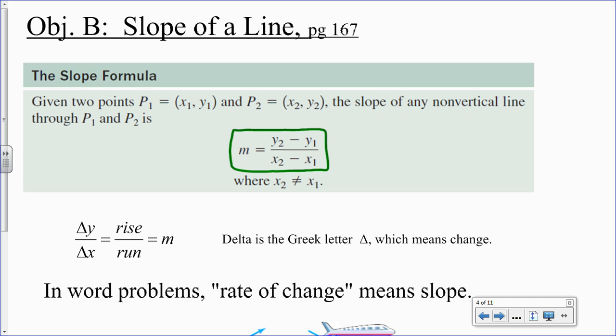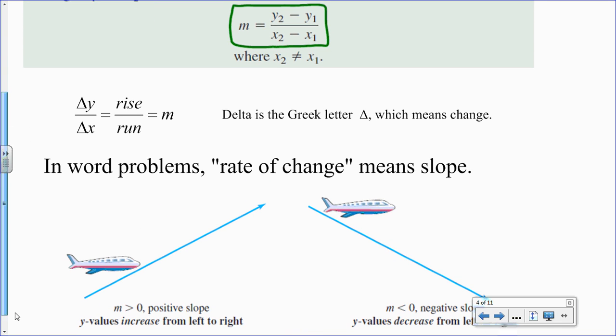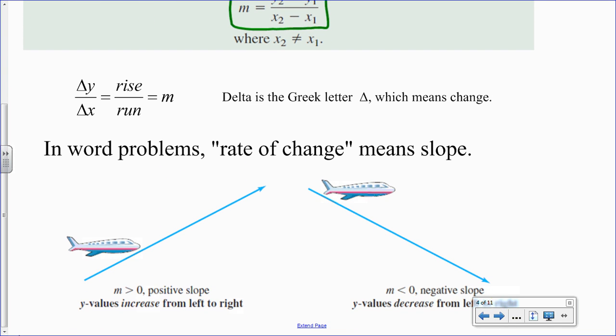So that means with slope, remember you're going up or down before left or right. So normally you move left, right, then up, down, but slope is opposite, rise over run. Okay, and word problems, rate of change means slope. So if you're looking at a word problem and it wants you to find the rate of change, that means you're finding the slope.